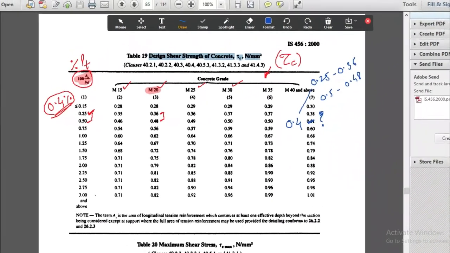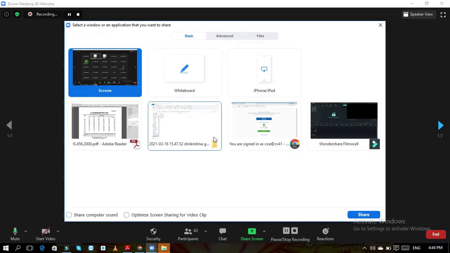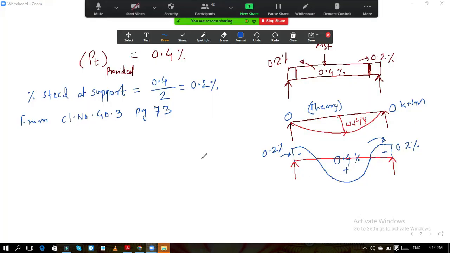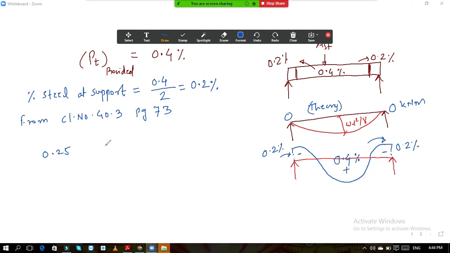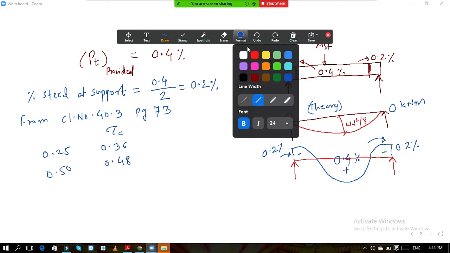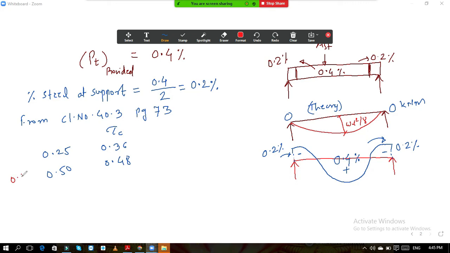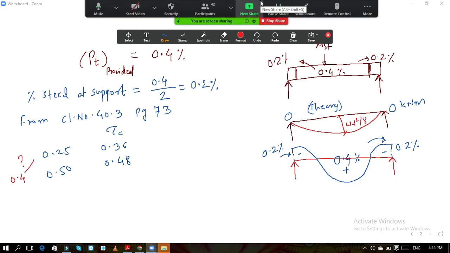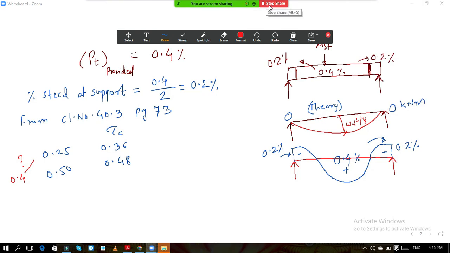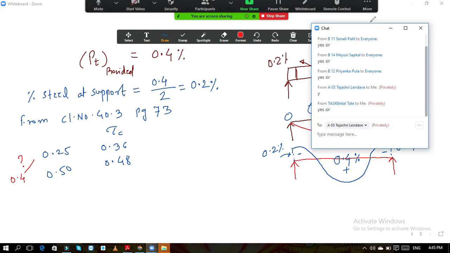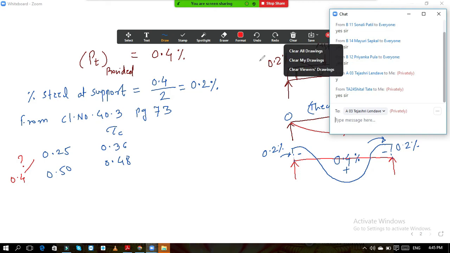Okay, so now we will move to the whiteboard. See what is given. For 0.25% of steel, the value is 0.36. This is the value of tau c for M20 grade. And for 0.50, the value is 0.48. So now for 0.4, what is the value that we need to calculate? So calculate it and let me know the answer. Simple interpolation is there. Calculate the value.